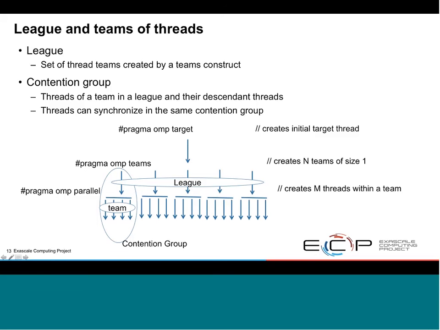Then within each team, a team can call, for example, a parallel region, and then it can spawn threads that belong to the same team. These threads that belong to the same team can synchronize with each other. For example, they can call locks or critical regions and so on. What we call, in OpenMP 4 and 4.5, all the threads that can synchronize with each other belong to the same contention group, and the different teams belong to different contention groups.